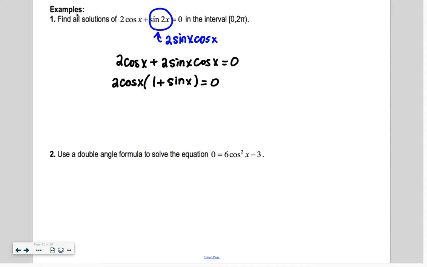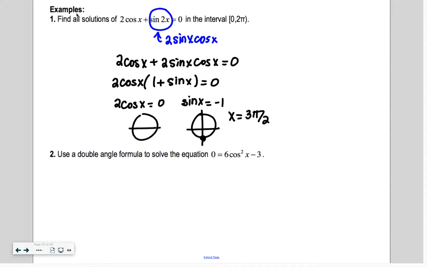Would it be 7 pi over 4? So we set each one equal to 0. So we get 2 cosine of x equals 0. Then we get sine of x equals negative 1, so close, but negative 1. Yeah, so that first answer, the one on the right, is 3 pi over 2. And then cosine is equal to 0. Well, that would be here and here. So we also have pi over 2 as well. So we have 2 answers.